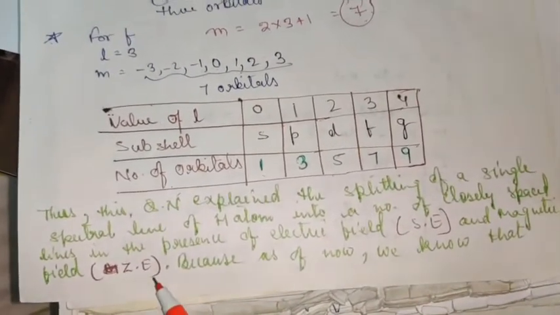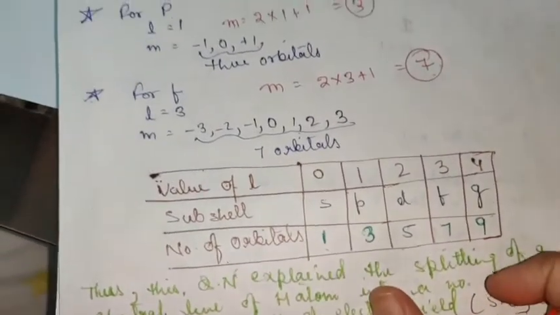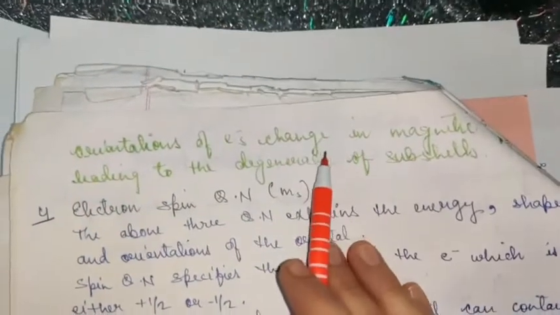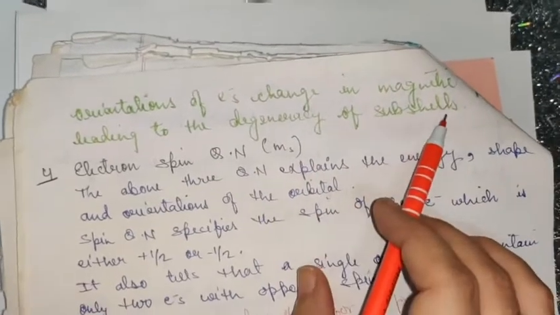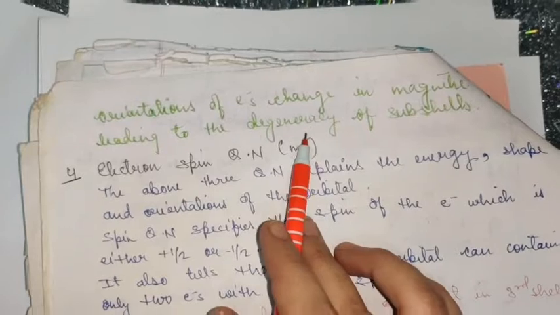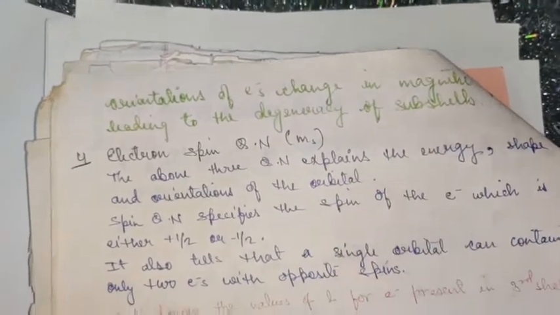Zeeman effect, because as of now we know that an electron atom does not only have shells, it also has subshells and orbitals. So as of now we have seen that the orientations of electrons change in the magnetic field, leading to the degeneracy of subshells. Degeneracy means having equal energy, or you can say splitting here with equal energy of these subshells. I'll explain these in detail.